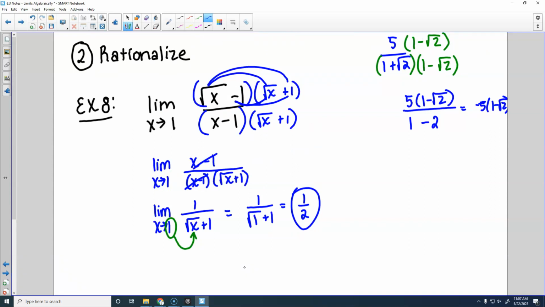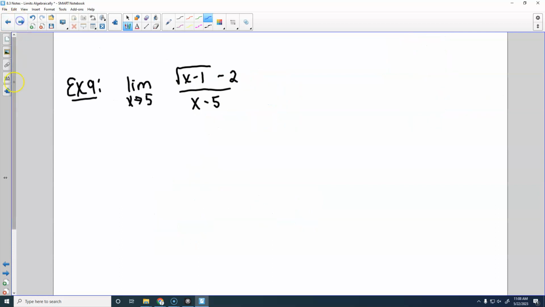Okay, questions? Typically, once you rationalize, there will be something that will cancel with the other side. And in general, if you ever cancel anything top and bottom, there's a good chance you can plug in your number after that, unless it's an extra complicated problem. All right, let's look at this one. This one's a little bit more complicated than the last.